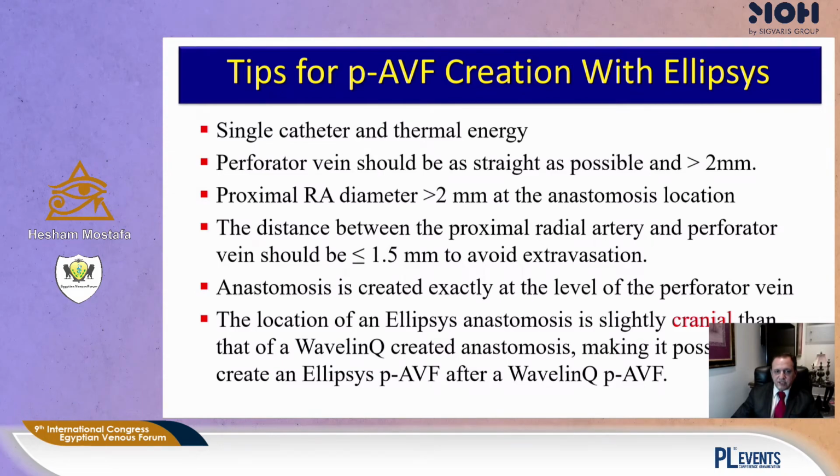For this reason, the location of the Ellipsys anastomosis is usually slightly more cranial than the WavelinQ-created anastomosis, which makes it possible that you can create an Ellipsys AV fistula after a failed WavelinQ AV fistula, because there's a more cranial anastomosis.